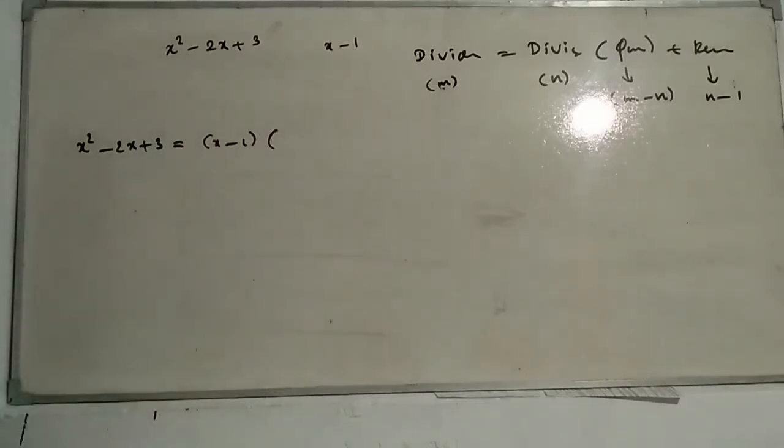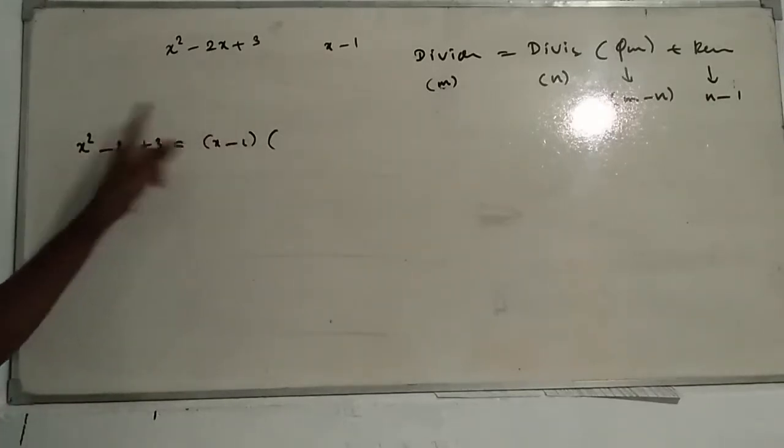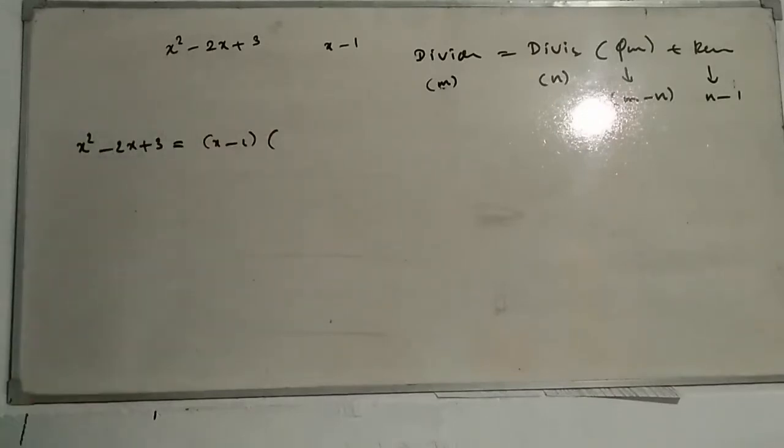Now think about the degree of the quotient. What is the degree of the quotient? Here the degree is 2 and here the degree is 1. So 2 minus 1 is 1. So the degree of the quotient is 1.